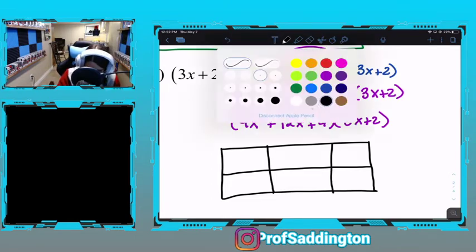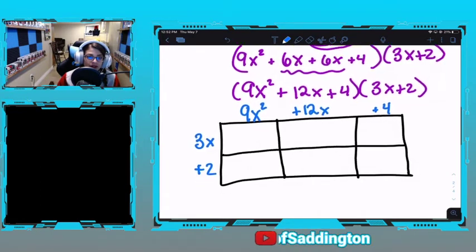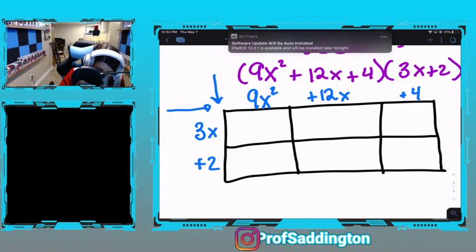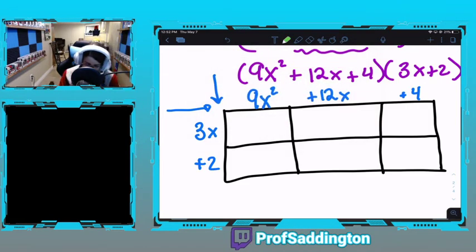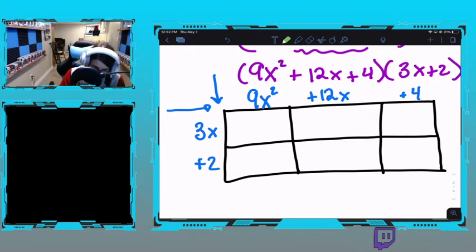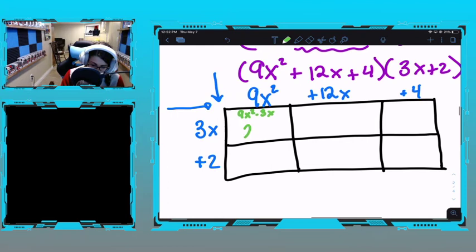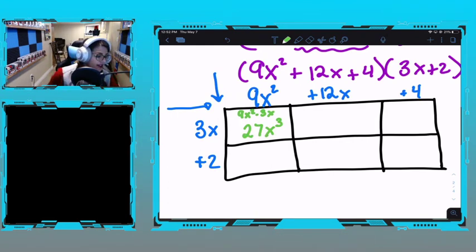Okay. I have 9x squared, positive 12x, positive 4. Then I have 3x plus 2. So there's my box. And again, we multiply down and across. So let's do green. All right. In my first box, I've got 9x squared times 3x. That is going to give me 27x cubed. And again, the part that I'm writing itty bitty, you don't have to write that, but it's helpful.